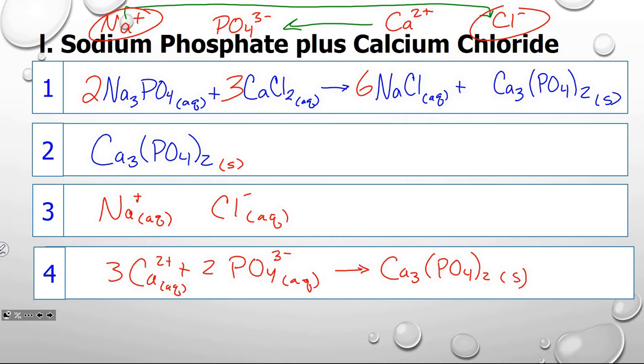Now, if I wanted to write my total ionic equation, all I would have to do is go back to the main equation and say, oh, there's 6 sodium chloride, so I put 6 Na pluses and 6 Cl minuses on both sides. And then I'd have my total ionic equation. Okay? Excuse me for a minute.